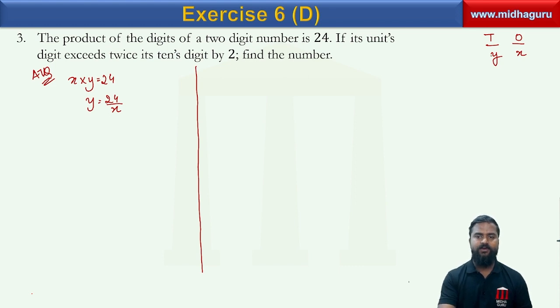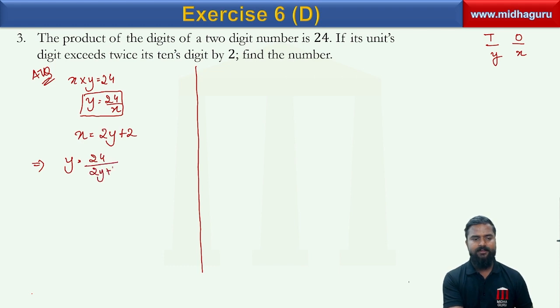Now it says if its unit digit, that is x, exceeds twice its 10 digit by 2, which means x is equal to 2y plus 2. This is what the question is trying to say to us. So in this equation here, we will stuff the value of x up here. So what we will get is y is equal to 24 by x being 2y plus 2.